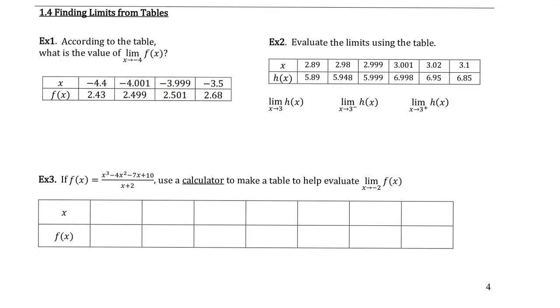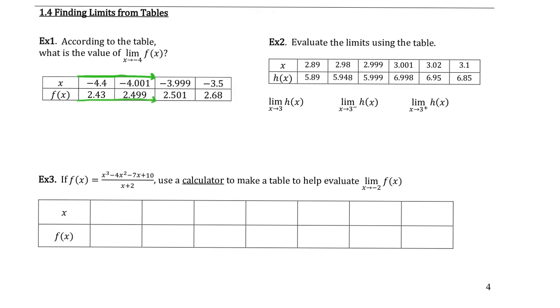When you're creating a table, the x value should be getting very close to -4. So let's check from the left and from the right. Okay, if I start from the left of -4, I'm starting over here. This is x approaching -4. As x is approaching -4, the y values appear to be approaching 2.5.